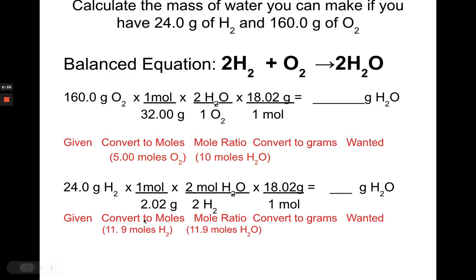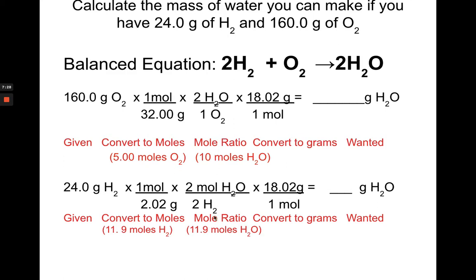Very similar down here. 24 grams of hydrogen. Its molar mass, though, is 2.02, 2 hydrogens. That's going to give me 11.9 moles of hydrogen. Mole ratio here is easier. It's a 2-to-2. So 2 moles of water, the coefficient of what I want on the top, what I'm given below, is 11.9 moles of water. And again, same thing at the end, because I'm trying to get to grams of water. So I'm going to take 11.9 times 18.02.